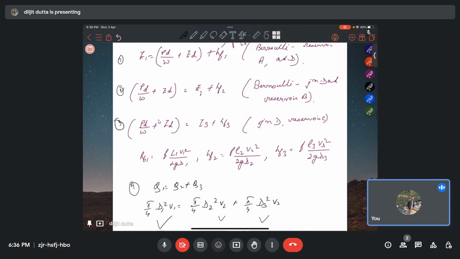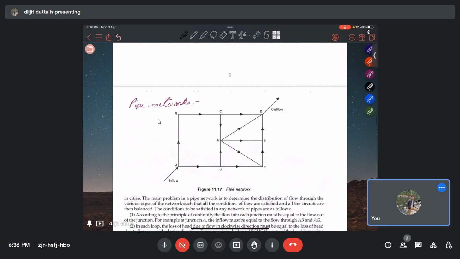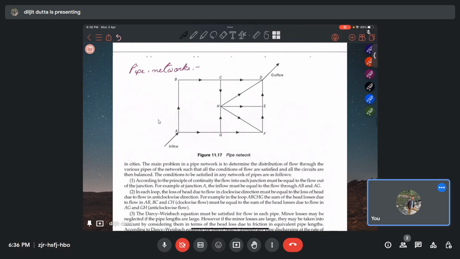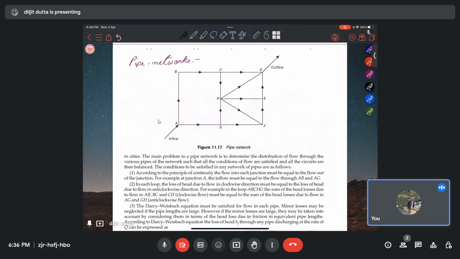Okay, so this was about branched pipes, how the branched pipes are connected. And the last topic before solving the numericals is pipe networks. So what are pipe networks? You can see this is a schematic of a pipe network. Pipes can be interconnected, and finally they will form a loop. So this is generally a pipe system for a city. There are several distribution points in between. There is only one inflow and one outflow.